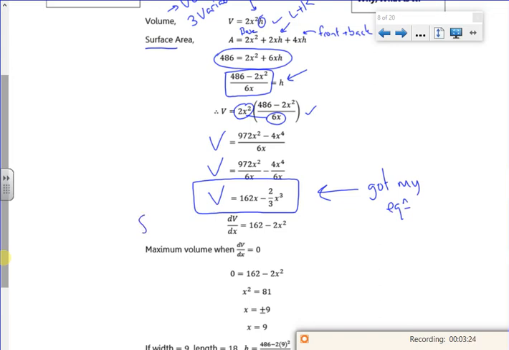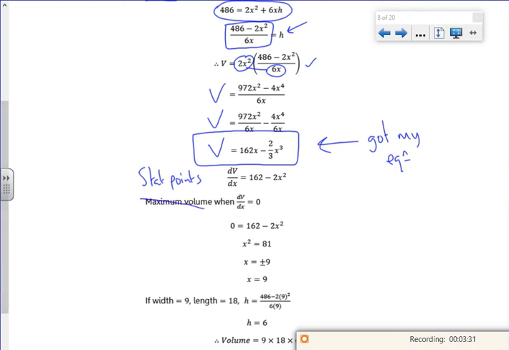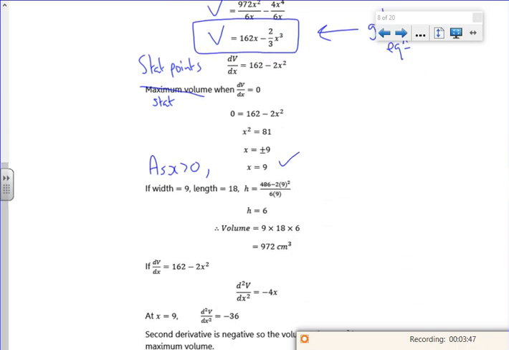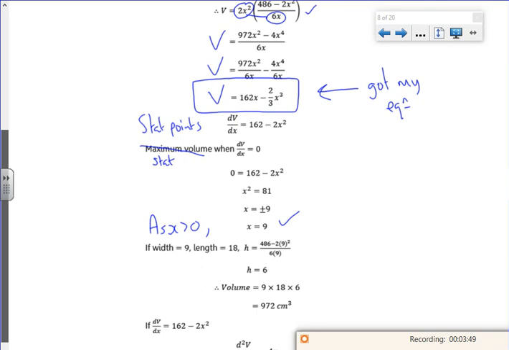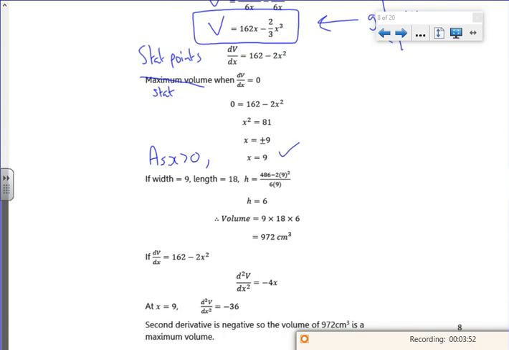So now I'm going to do my stationary points. Stationary. Solve it, I get 9 out. I can't have a negative length, can I? So really I should put some justification, as x is greater than 0, x is 9. So with that width of 9, I've subbed it back into the h equation, somewhere up there, to work out what the h is. So I've got that. I've kind of worked out the volume as well.